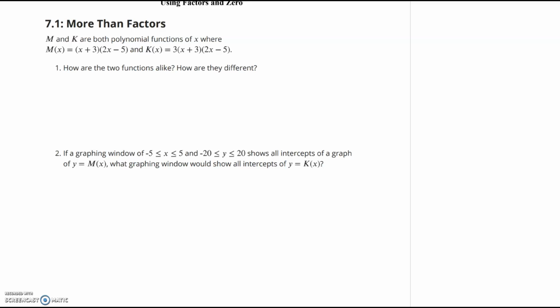Continuing Unit 2 with Lesson 7. We'll start with problem 7.1, talking about two separate functions, function m and function k. Question 1 asks us, how are the two functions alike and how are they different? So we will start with discussing how these two functions are alike.